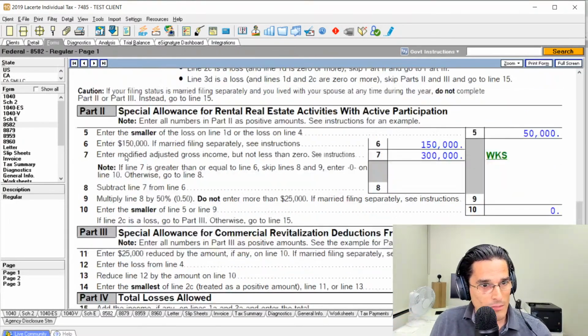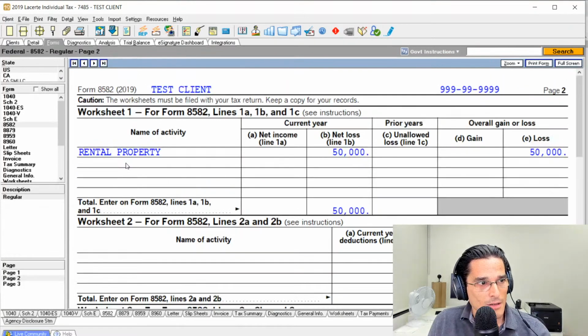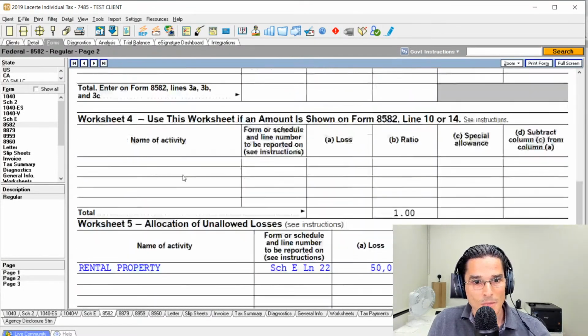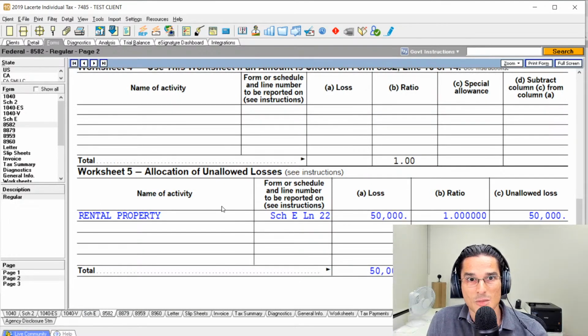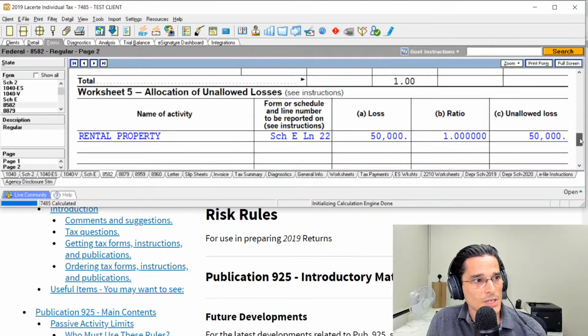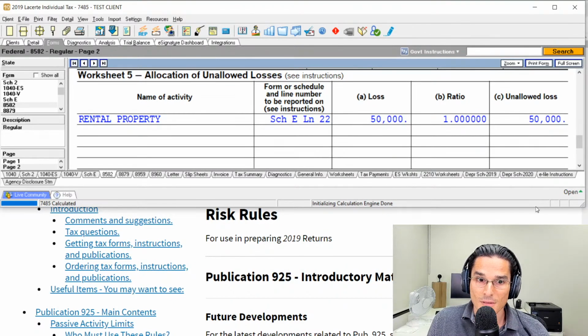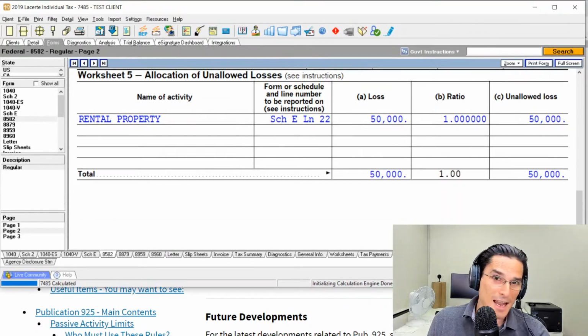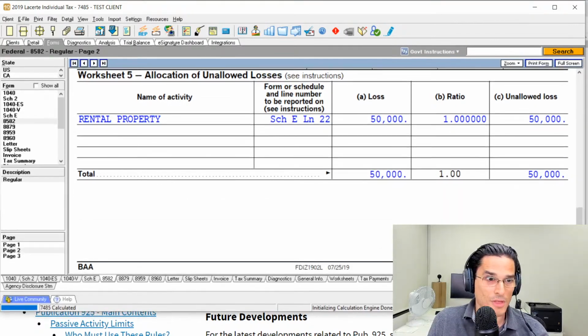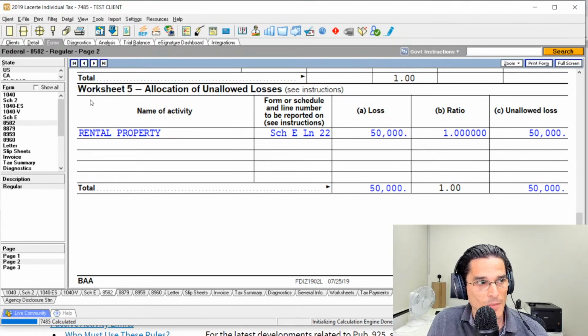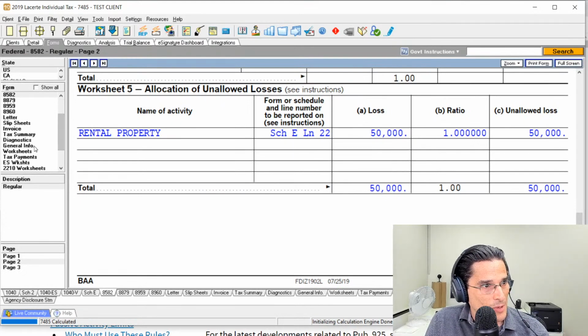And where do we see that? So if you go on the latter pages, pages 2 and 3 of Form 8582, you can see some of these amounts. And in this case specifically, we're on page 2. And you'll see that at the worksheet 5, there's allocation of unallowed losses. We'll see rental property, the line that it comes from, the loss, and the unallowed loss in this case is $50,000. All right, so we're not allowed to offset any of our non-passive income with these passive losses in the current year. What's happening in future tax years?